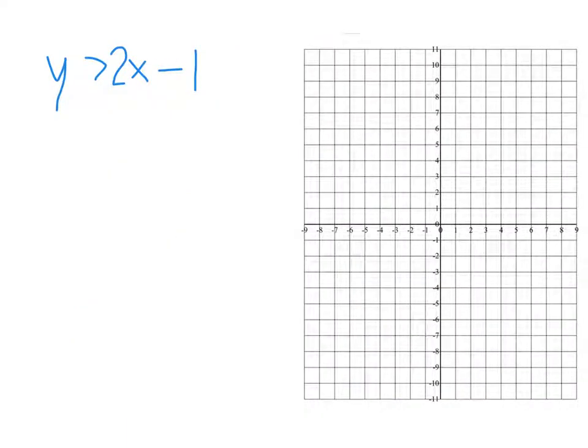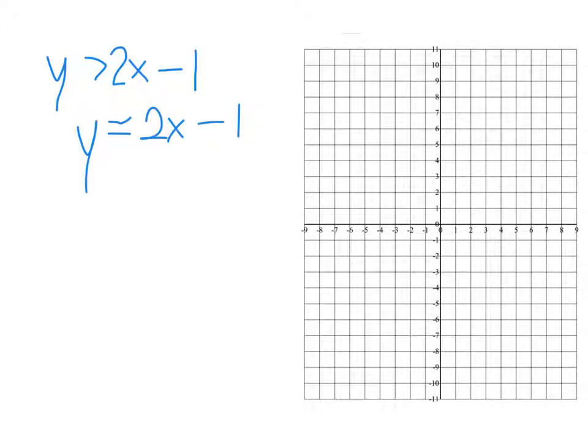So when solving a linear inequality by graphing, what you're going to do is look at the inequality, graph the line that's represented by the inequality as if it was a line, and then shade in half of the graph. So let's see what that process looks like. If this is my linear inequality, y is greater than 2x minus 1, first of all, I'm going to graph this line, y is equal to 2x minus 1.